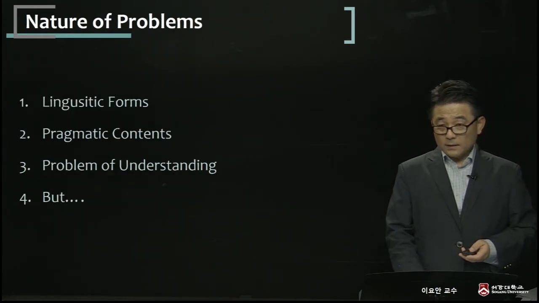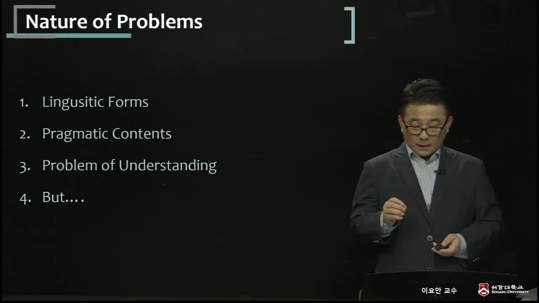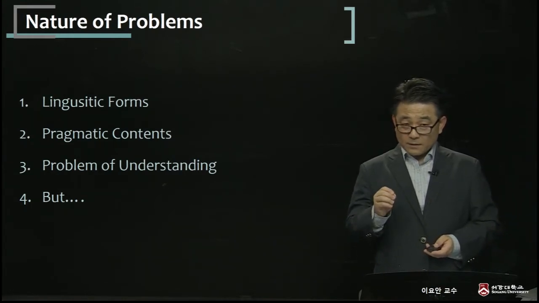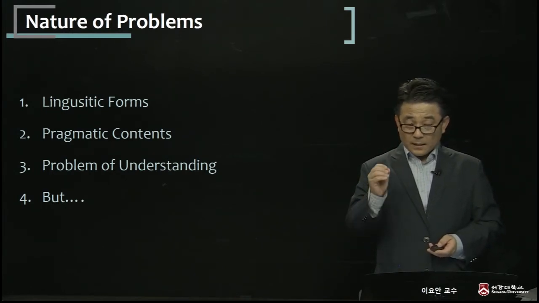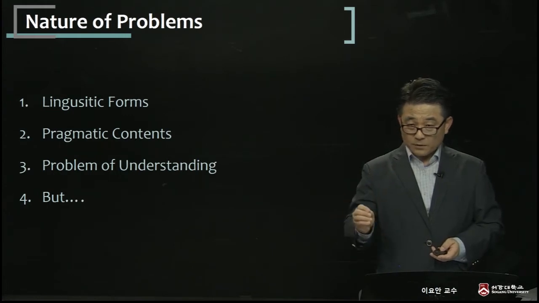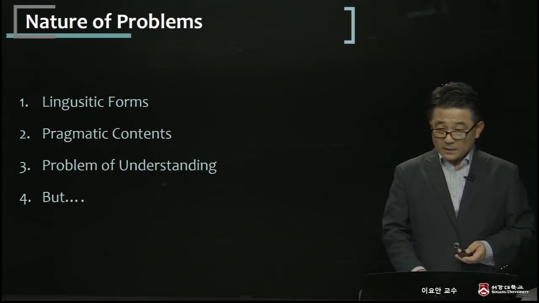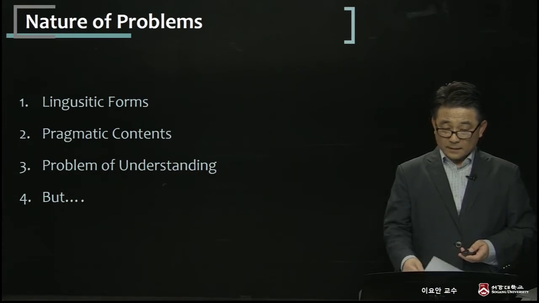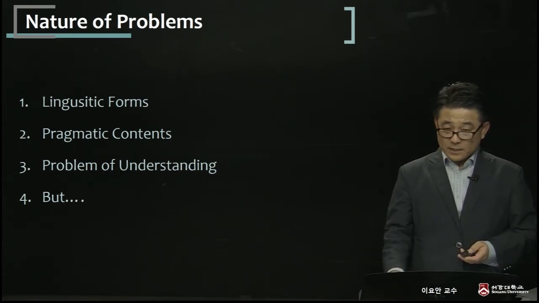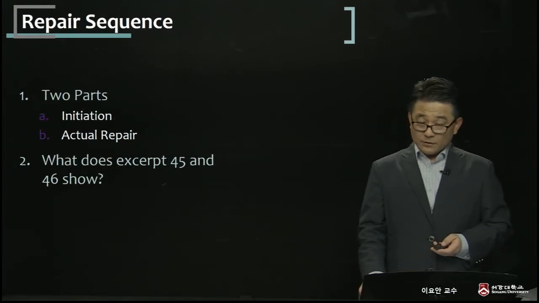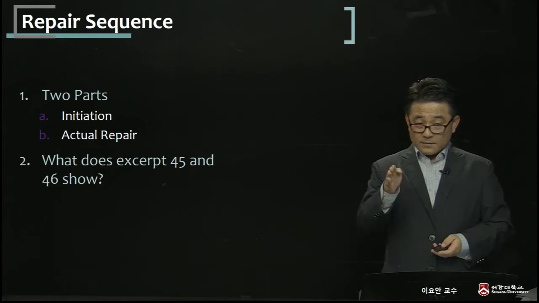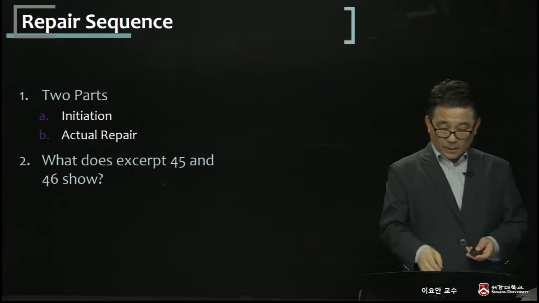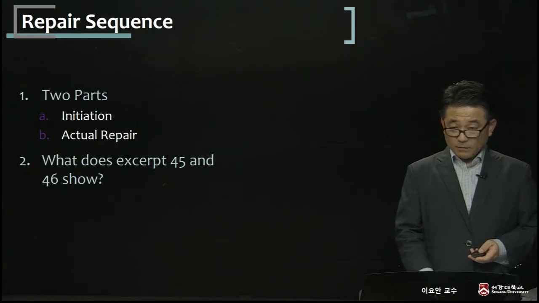Number one, the nature of the problem. So repair is a practice where speakers are fixing something. So you're fixing some problems, and there are some different kinds of problems. It could be linguistic forms, it could be propositional content, or a problem of understanding. And there are some challenging aspects in differentiating them. And also, I'd like you to think about the sequence of repair. So it has an initiation part and an actual repair part, and that was exemplified in excerpts 45 and 46.